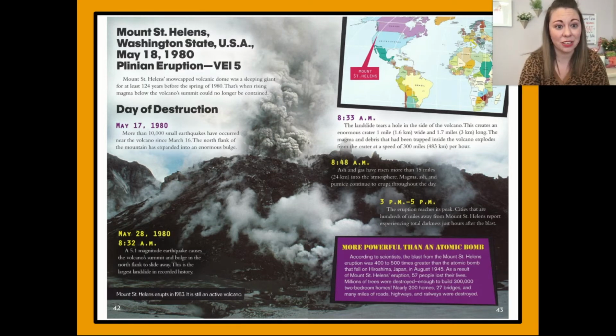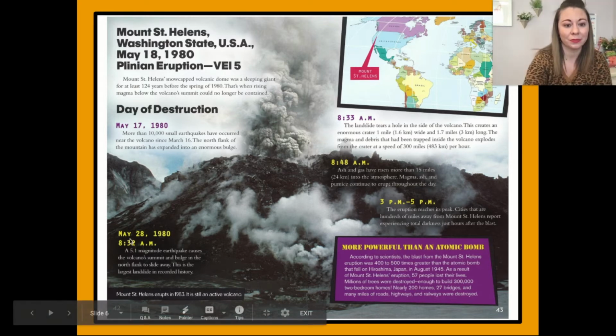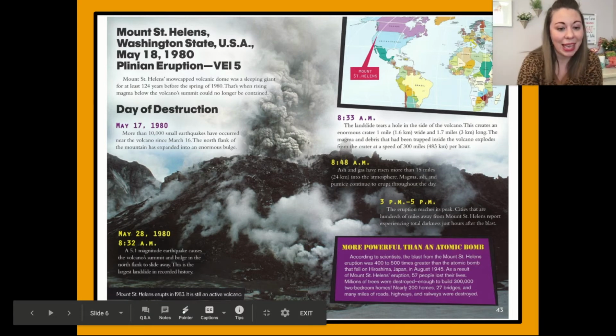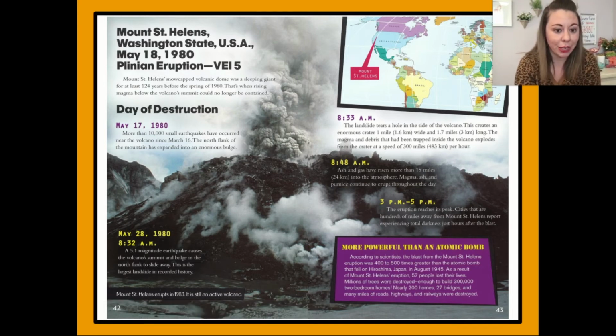That's when rising magma below the volcano's summit could no longer be contained. Day of destruction, May 17th, 1980. More than 10,000 small earthquakes have occurred near the volcano since March 16th. The north flank of the mountain has expanded into an enormous bulge. And let's go to May 18th, 1980 at 8:32 a.m. A 5.1 magnitude earthquake causes the volcano's summit and bulge in the north flank to slide away. This is the largest landslide in recorded history.